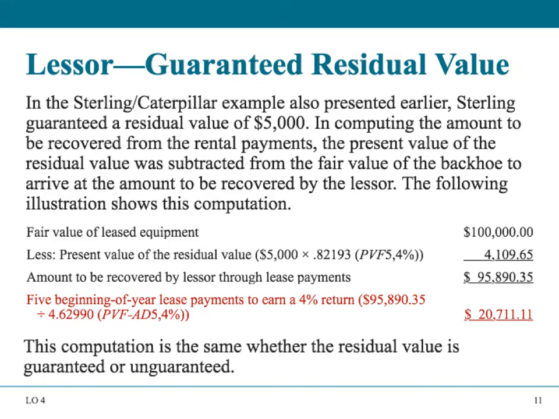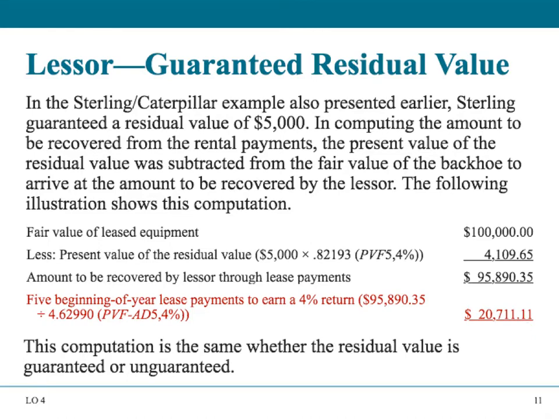So we have roughly $96,000 that must be recovered through 5 payments that qualify to be an annuity due. So you will take your roughly $96,000 and divide it by the present value factor for the annuity due like it is set up here. This is how we solve for the rental payments.